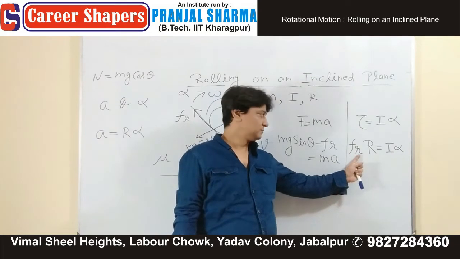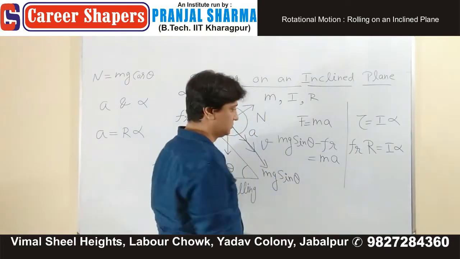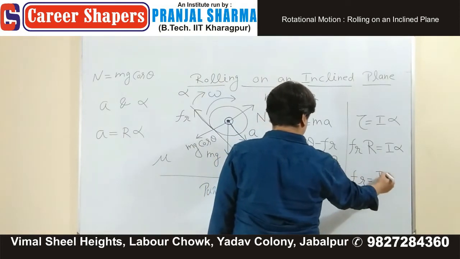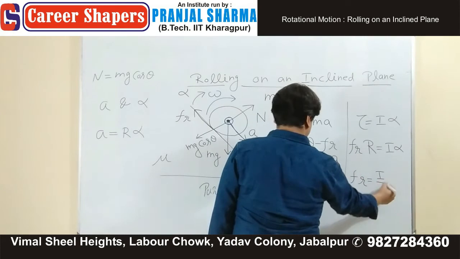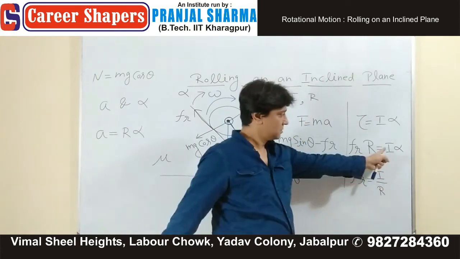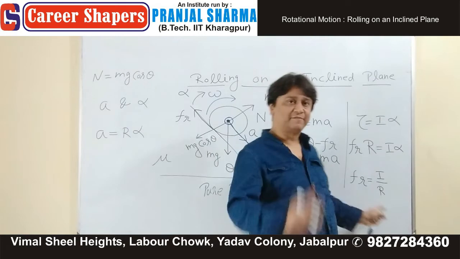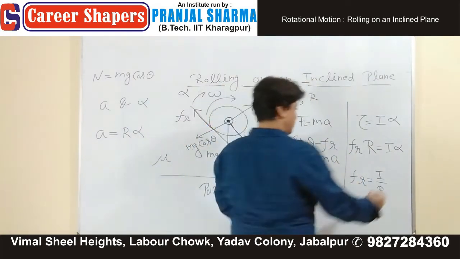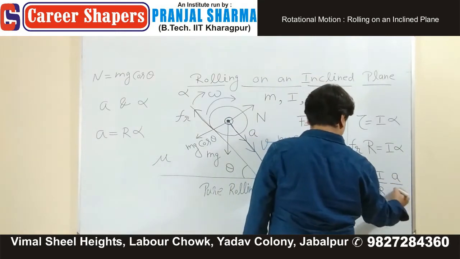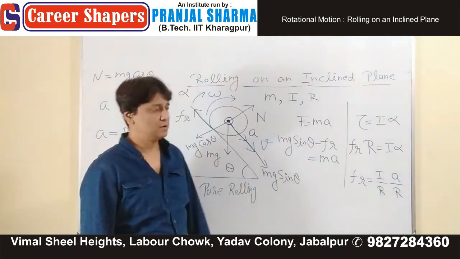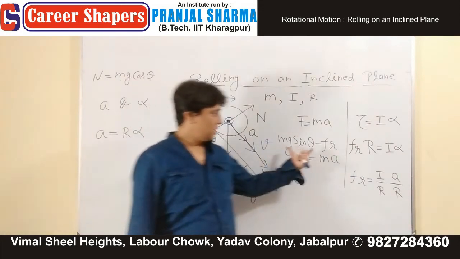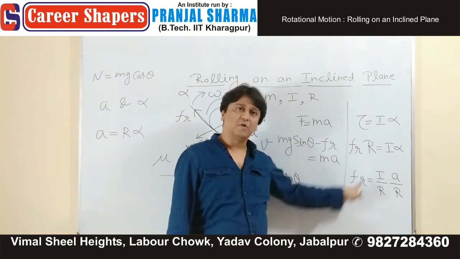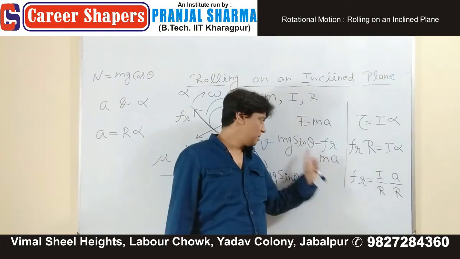From this, we can calculate Fr, and Fr is I alpha divided by R. Let's save time. What is alpha? a divided by R. So Fr is I a divided by R squared. Now add this and this. When you add these two, this term of Fr is gone. Fr cancelled.